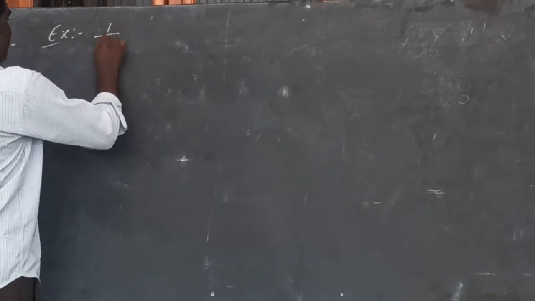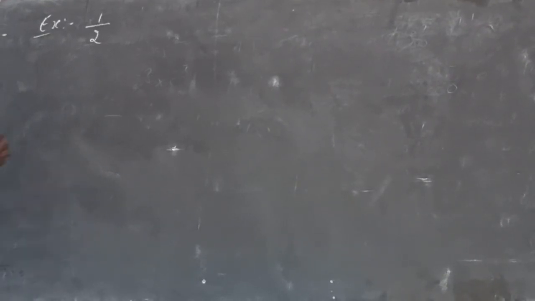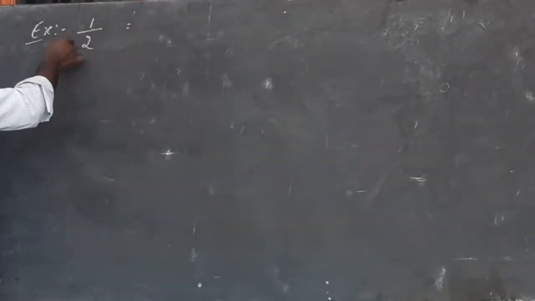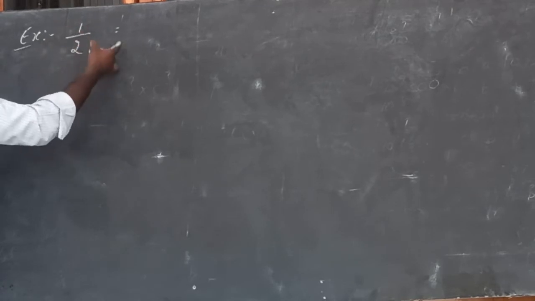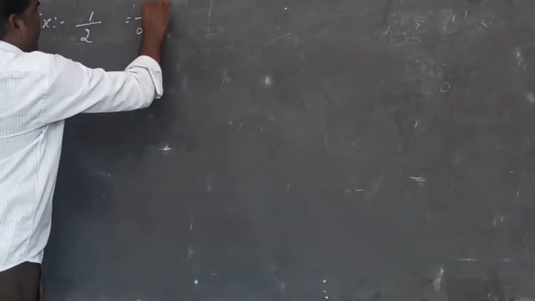For example, a rational number 1 by 2. Is it terminating or non-terminating? If it is terminating, the denominator is in the form of power of 10. So here the fraction 1 by 2, how can we change it into the form of power of 10? So 2 is multiplied by which number to become power of 10? That means which number? 5. So 1 by 2.